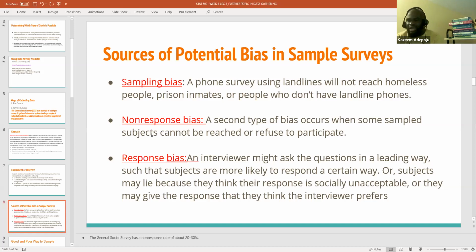And that was the reason why I said an interviewer might ask a question in a leading way, such that subjects are more likely to respond a certain way. Or the subject may even lie. The respondent may even lie because they think their response is socially unacceptable.